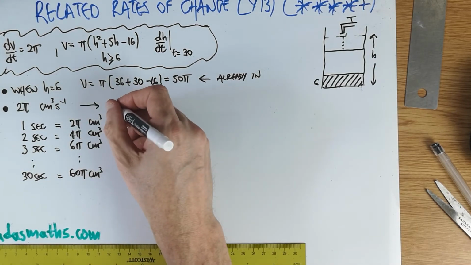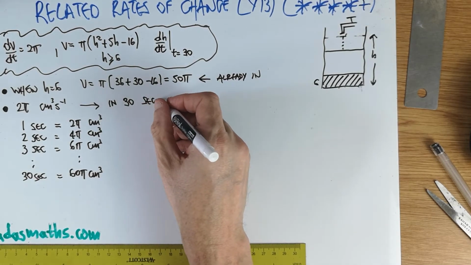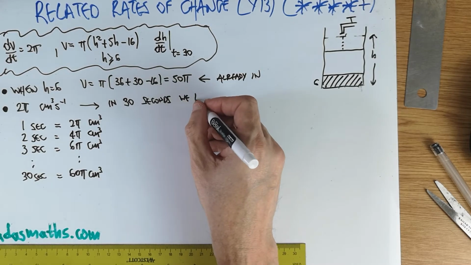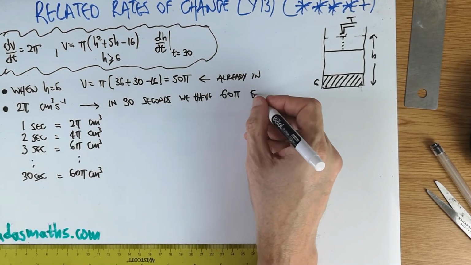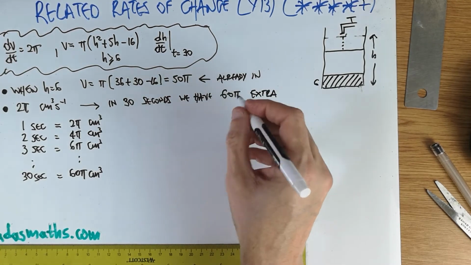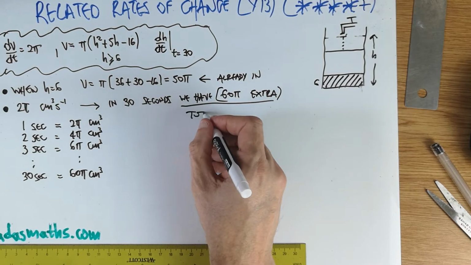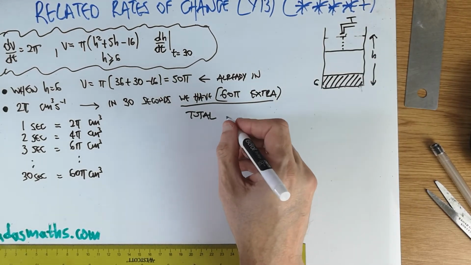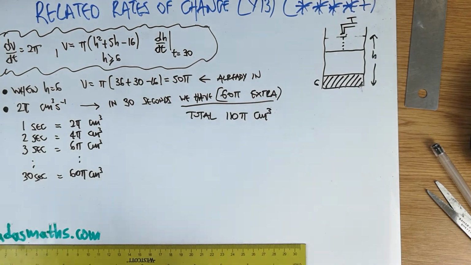So that means for us, in 30 seconds, we have 60 pi extra in. Which means in total, after 30 seconds, the amount of water in the container will be 110 pi centimeters cubed. Where can we go from there? Let's have a little think.